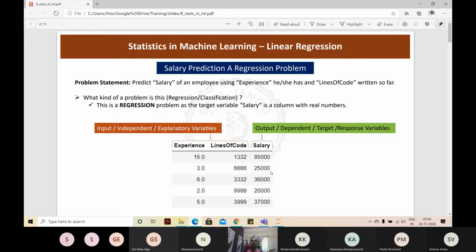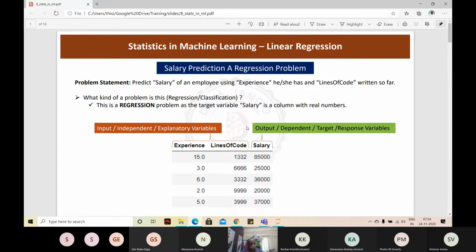Okay. So yesterday we looked into what are independent variables, input variables, explanatory variables. These are independent variables which decide the dependent variable, the target variable. Generally, I use target variable a lot. Target variable means the Y. Independent variable means X.